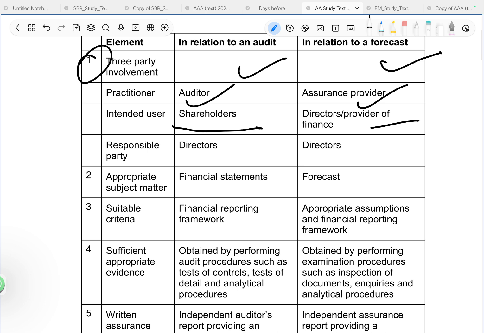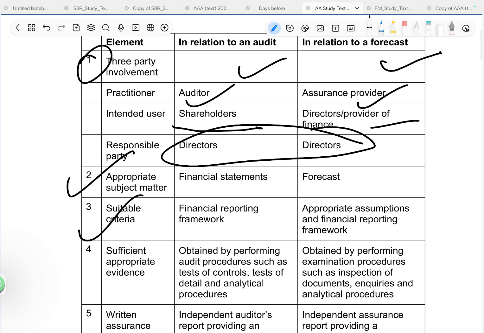The responsible party in both cases is the directors. This is because the directors are responsible for preparing the financial statement as well as preparing the forecast. Next, the second element is the appropriate subject matter. For an audit, the subject matter being examined is the financial statements. But for a forecast engagement, the subject matter is the forecast itself, which is basically the company's estimate of future financial performance. The third element is suitable criteria.